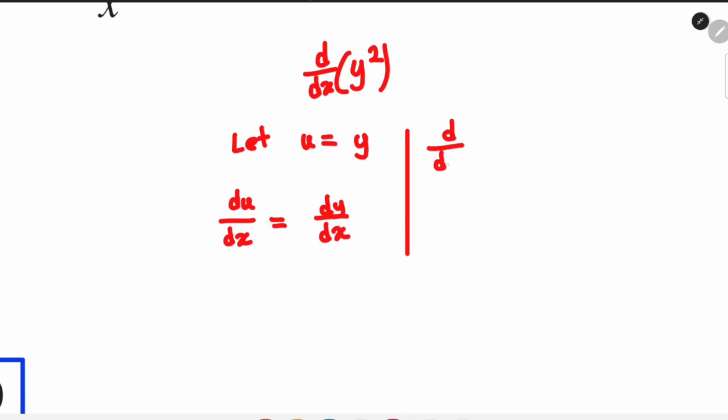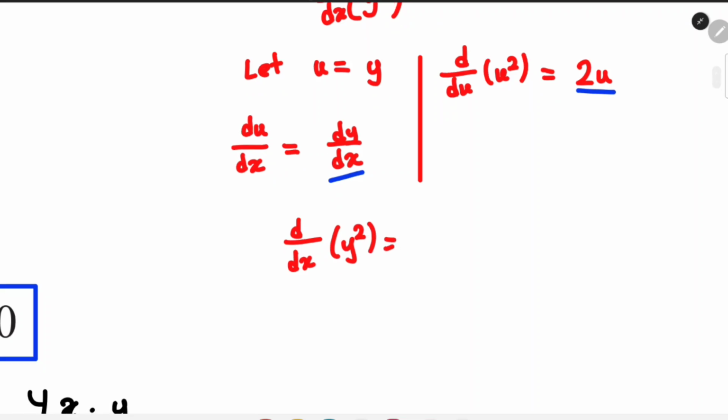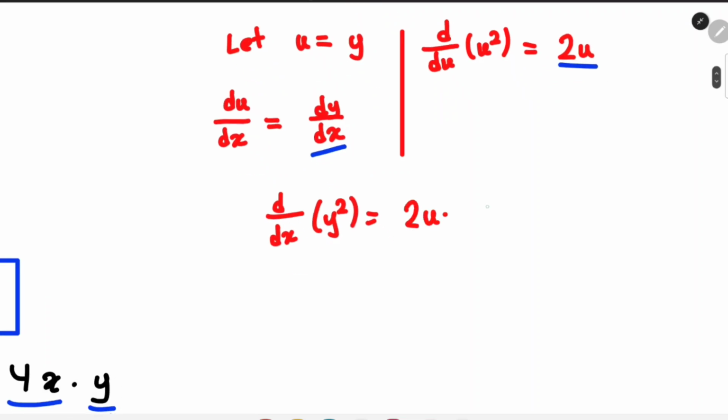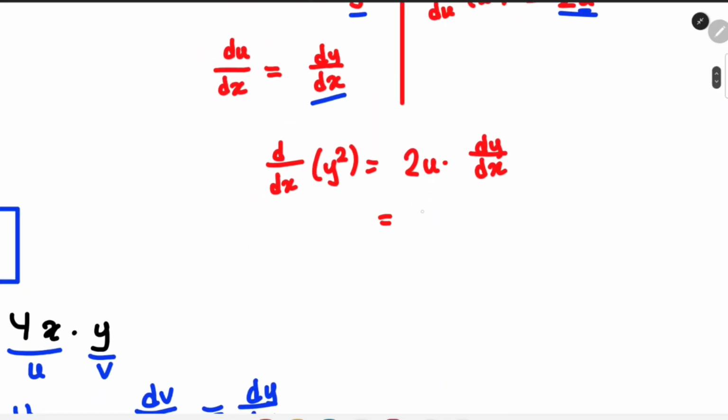So d/du of u square would be 2u. Now using the chain rule, we multiply this and this to get the final answer for d/dx of y square. This will just be 2u times dy/dx, and we know that u is y, so this is 2y dy/dx.